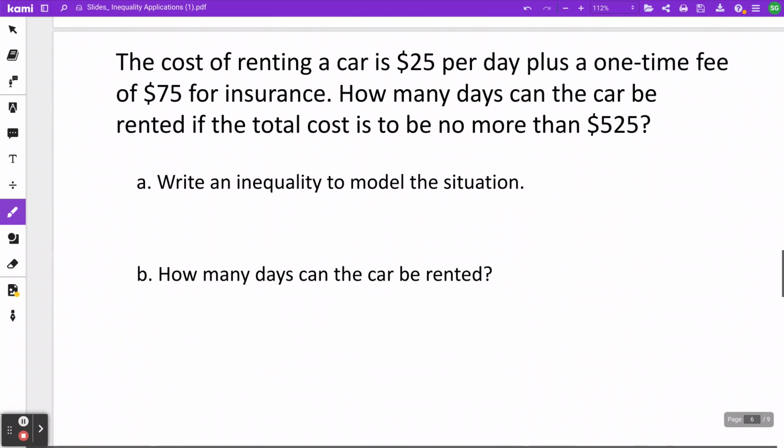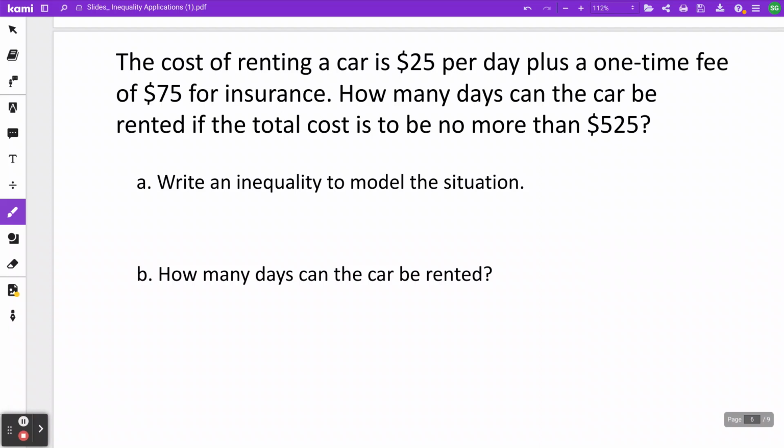So, down here we have a story. The cost of renting a car is $25 per day, plus a one-time fee of $75 for insurance. How many days can the car be rented if the total cost is to be no more than $525? As I'm reading through that, I'm already seeing one of those key phrases we noticed above.